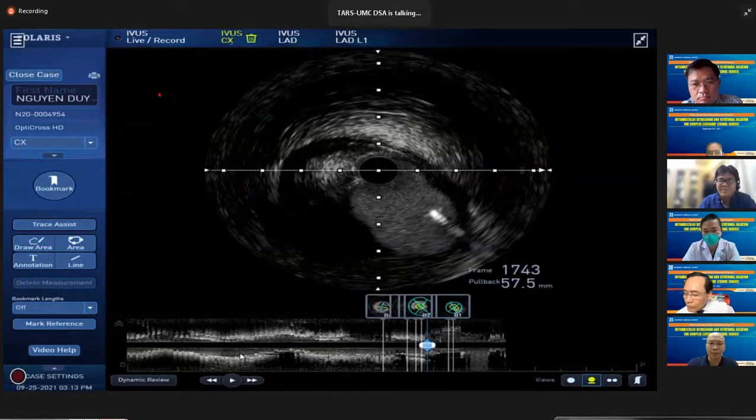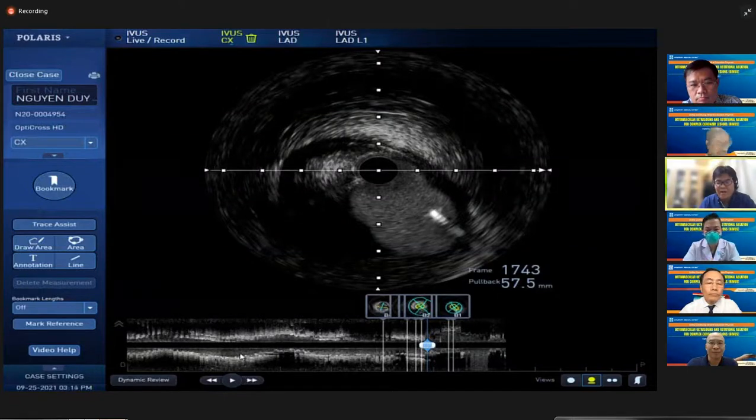Dr. Soichi, what do you think about the circumflex ostium? If we try to do the second stent, the two-stent technique at the circumflex ostium like this, maybe it's easy to get plaque shift from the stent ostium to the LAD. So what do you think about this? Two stents or one stent technique? The answer is simple. One stent is enough for this patient.